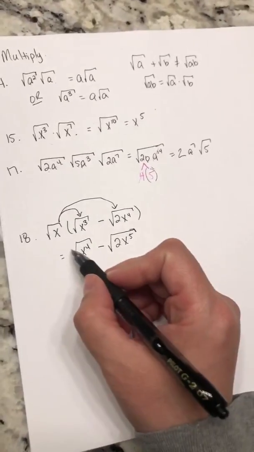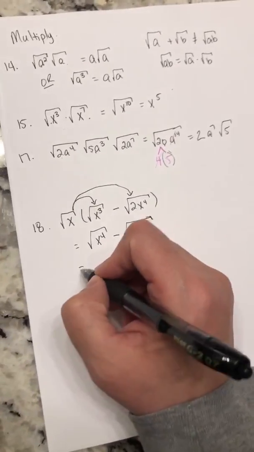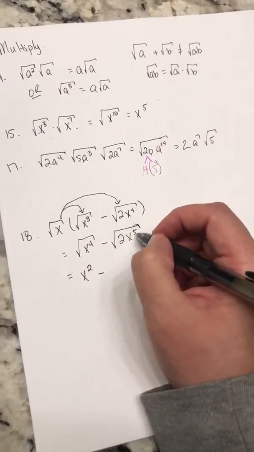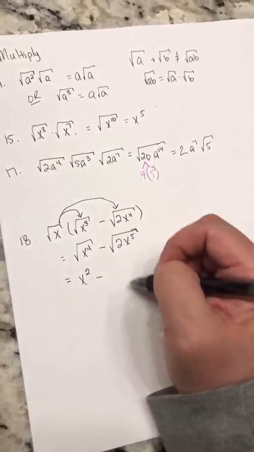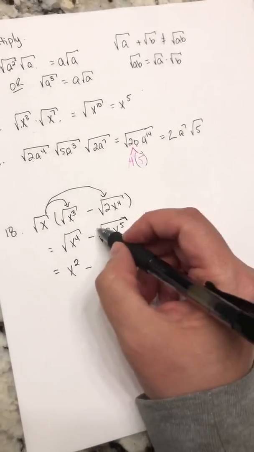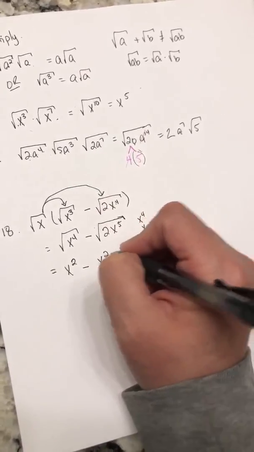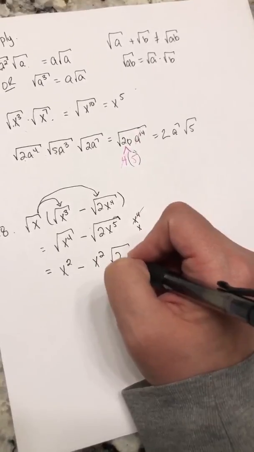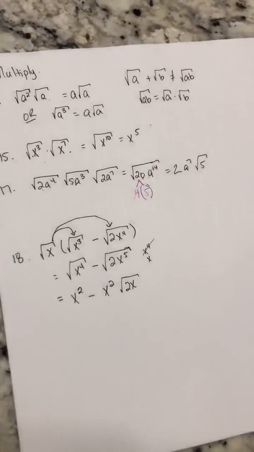So now simplify, the square root of x to the fourth is x squared, 2 goes into 4 2 times, minus the square root of x to the fifth, which we had up here was x to the fourth times x. So if it helps you to write that down, you can. 2 goes into 4 2 times, so x squared. And then you've gotten rid of this one, so you've got a 2 and an x left. And you're done.